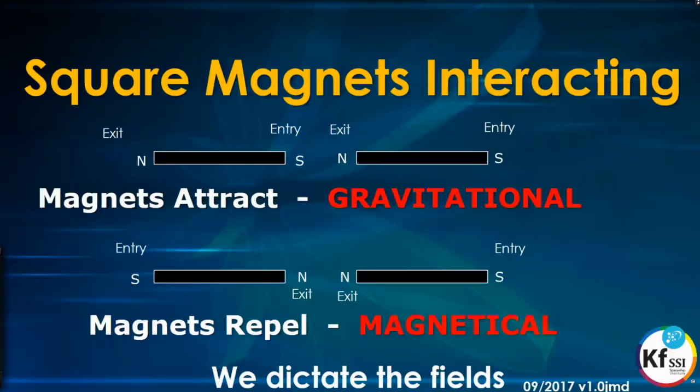So when you have two square magnets, where the fields have been dictated in those metal magnets, where you have a north and a south, an entry point and an exit point. When you bring the north and south together, the magnets will attract each other. And that's what we would term as gravitational, because it's the pulling together. When you have the same polarity at the bottom there, north and north, the magnets will repel each other and push each other away. And that's what we will term as magnetical.